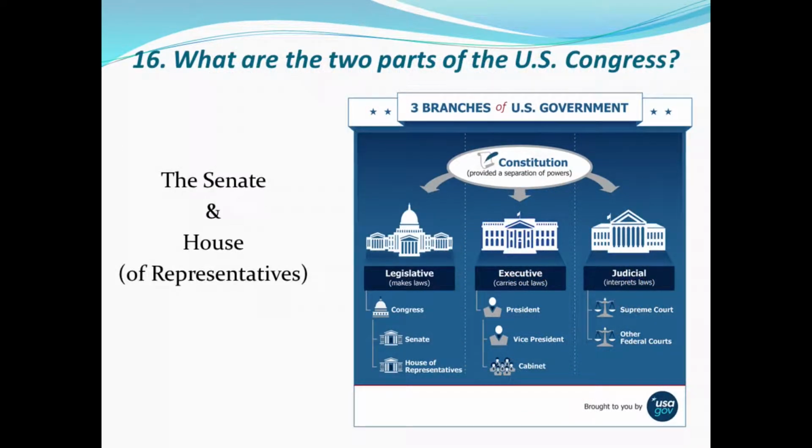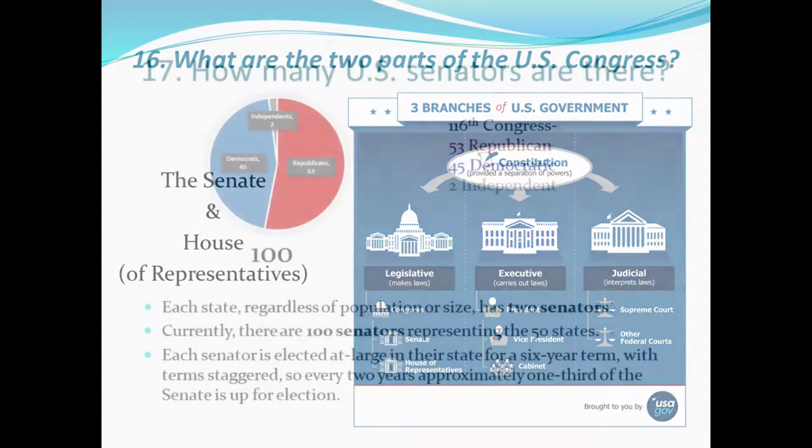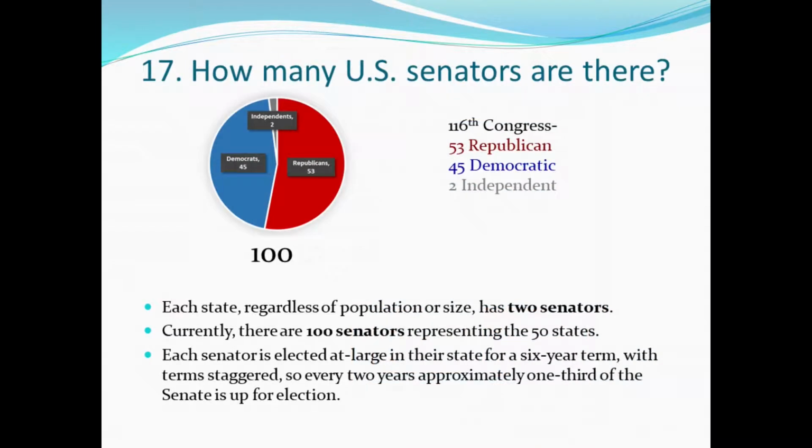What are the two parts of the U.S. Congress? This is number 16. The answer, the Senate and the House of Representatives. Okay. Number 17. How many U.S. senators are there? 100. There are 100 U.S. senators.